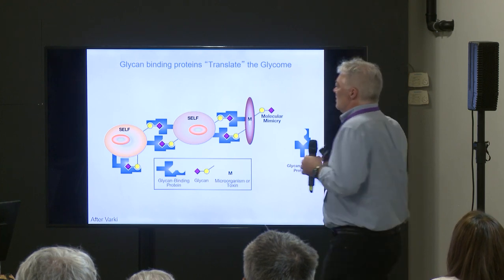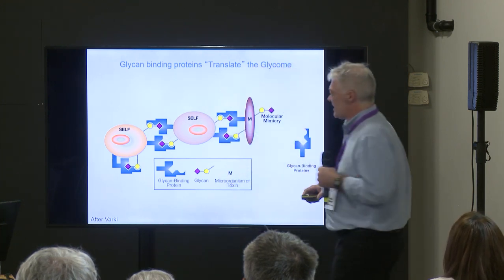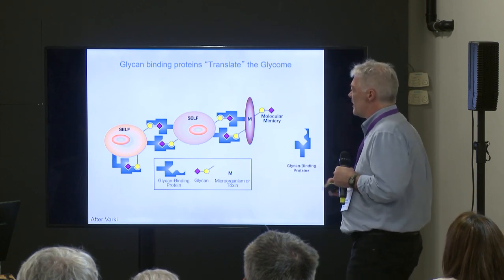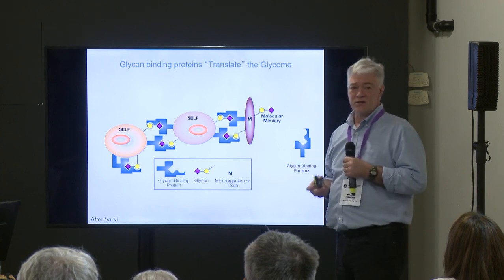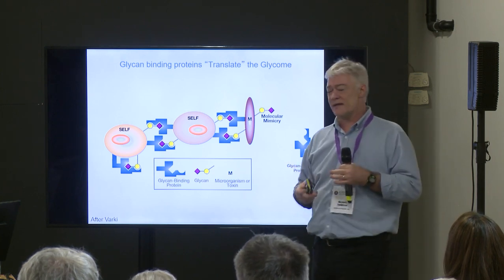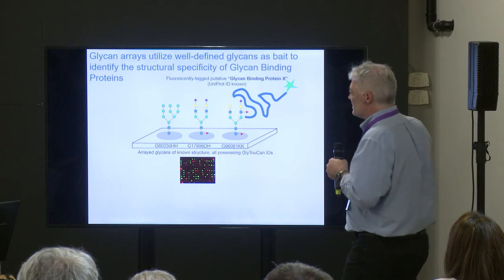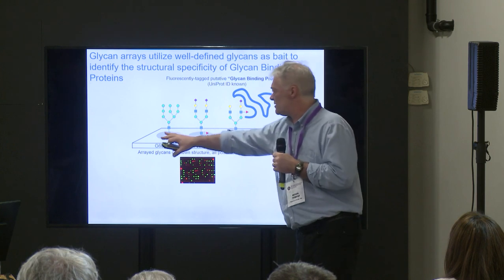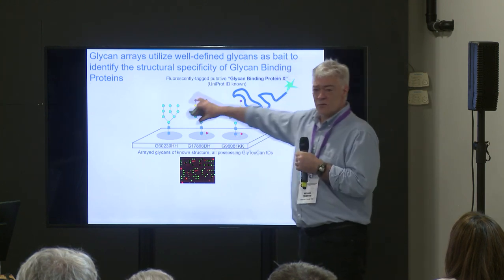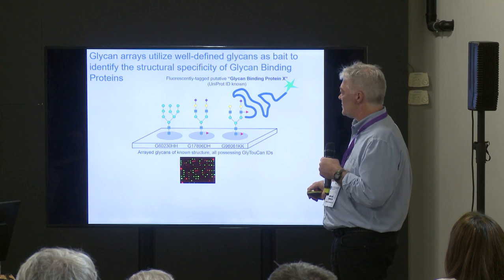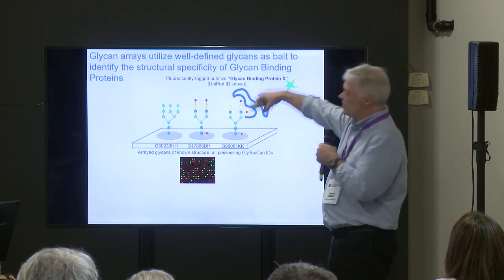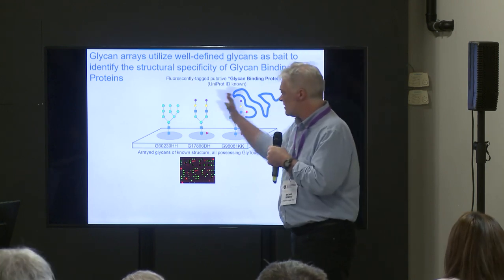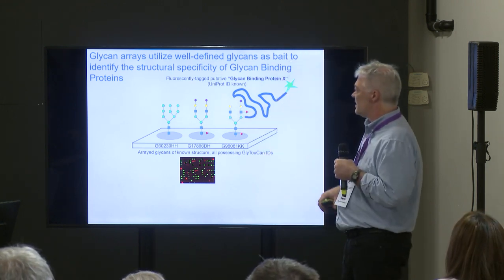So trying to match glycan-binding proteins with the glycans has really been accelerated over the last 20 or 30 years by the development of glycan arrays, and using those arrays to look for binding specificity. Conceptually, it's pretty simple. You immobilize glycans with known structures onto a support, and there are several different ways to do that, and it's important to understand that chemistry. Then you take a protein that you think might be a glycan-binding protein, put a fluorescent tag on it, and simply ask, can this glycan-binding protein recognize any of these glycans?